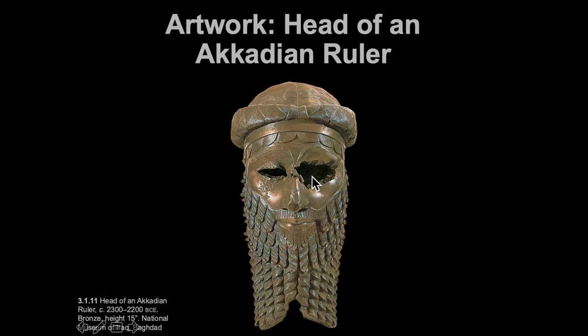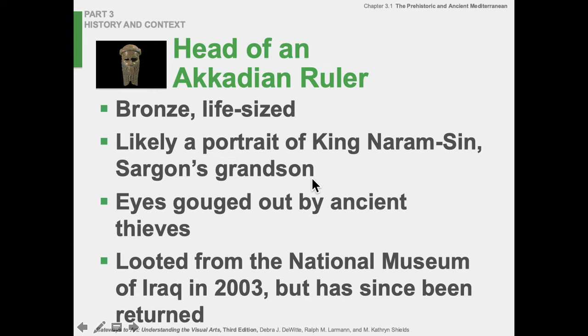And we don't know if the eyes were gouged out because there was lapis and different stones that a looter pulled out of the gravesite, or where it was found, or if it was to make it less powerful, like the next people that took over would gouge his eye out to make him less powerful. We're not sure. So ancient thieves, that's all a guess, right? So it was looted in 2003, but it has since been returned.